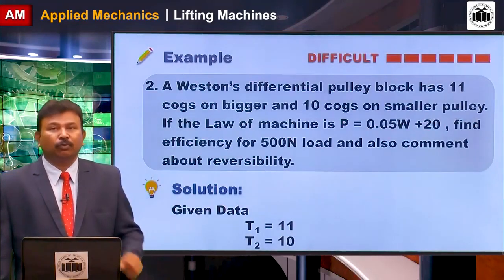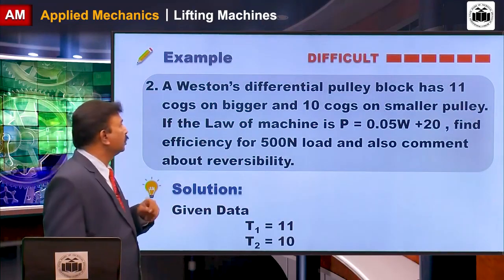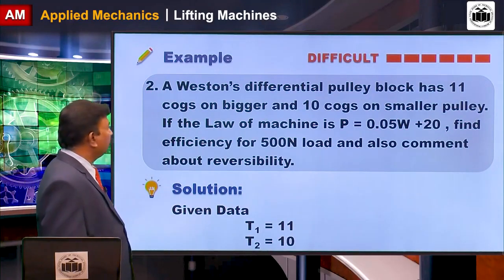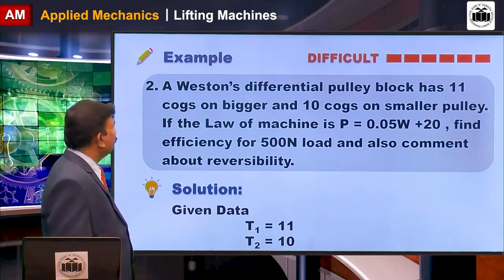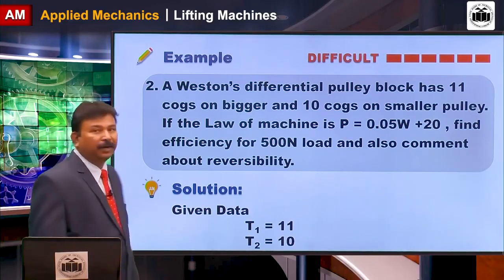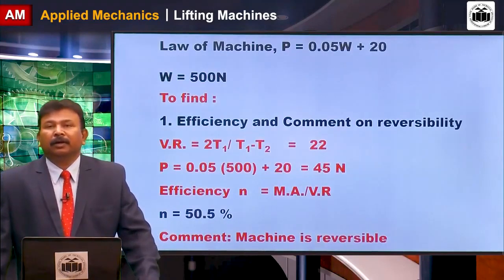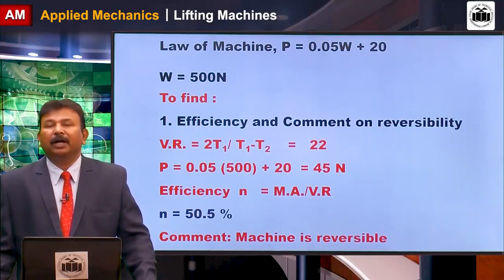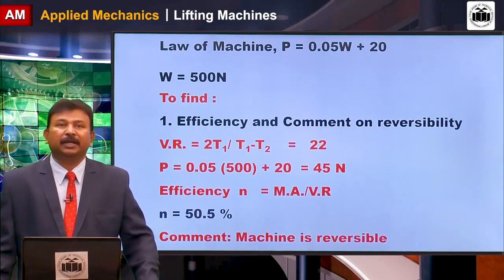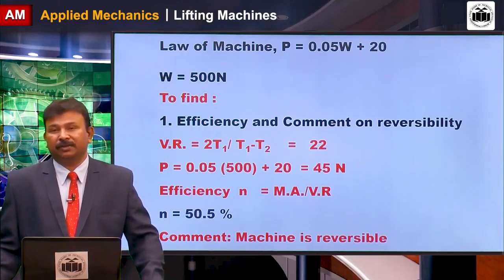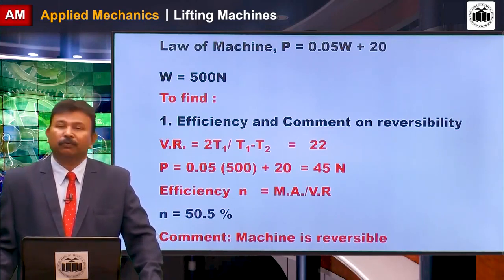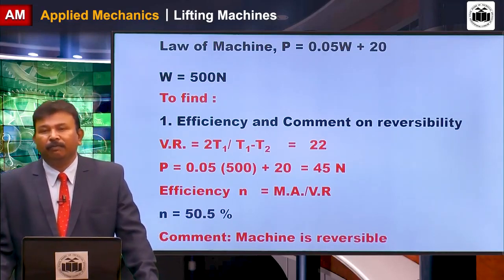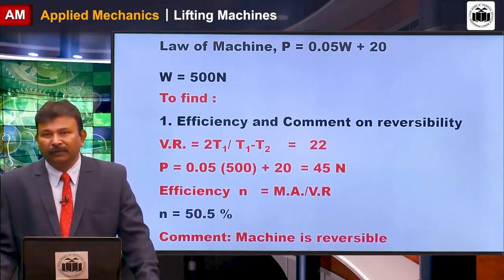Now in problem number 2, it deals with Weston's differential pulley block. Number of cogs on the bigger block is 11 and on the smaller block is 10. Law of machine is 0.05 W plus 20. Our objective is to find out efficiency and also comment on reversibility. So first of all, find out velocity ratio. Second, find out P. It comes out to be 45.